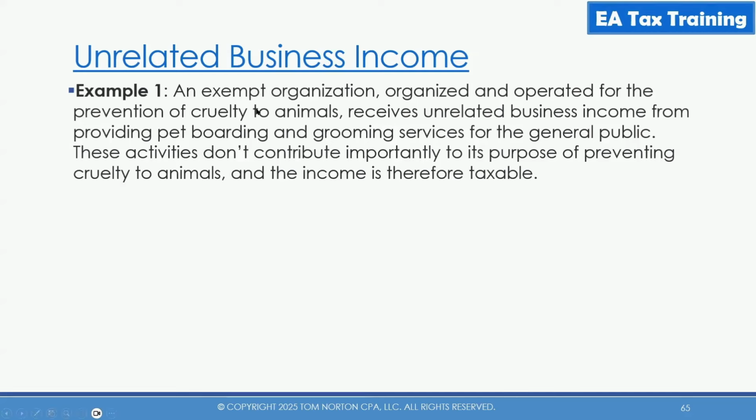Example 1. An exempt organization organized and operated for the prevention of cruelty to animals receives unrelated business income from providing pet boarding and grooming services for the general public. These activities don't contribute, importantly, to its purpose of preventing cruelty to animals, and the income is therefore taxable. So, yes, it has to do with animals. It's pet grooming and boarding, but that's not doing anything actually to help prevent cruelty to animals. The money might be going to help prevent cruelty to animals, but the boarding and grooming itself does not help to prevent cruelty to animals. Therefore, the income that is earned from running that business is taxable.